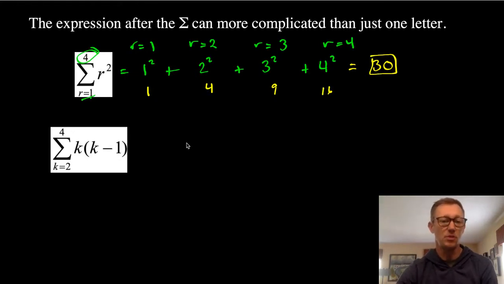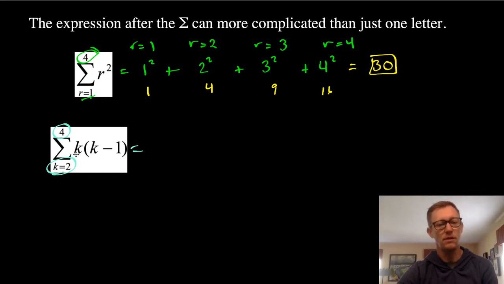The second one's just a little more complicated, and you just have to make sure you're reading this notation carefully. We're starting not at r equals 1, but the variable in our formula has changed to k, so we're starting out at k equals 2 up to k equals 4, and this actually simplifies things for us. There's one fewer term that we're going to have to add up here.